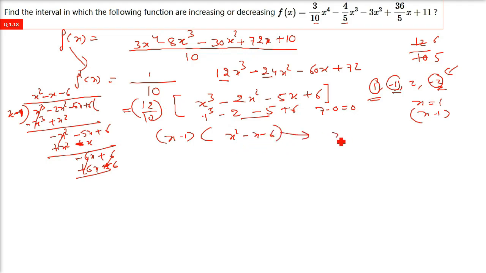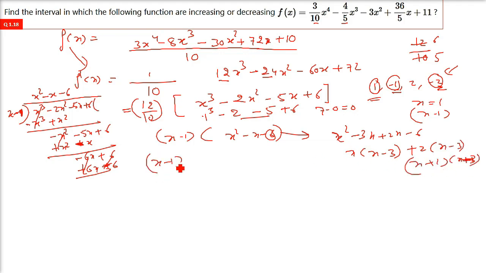And again you have to make the factors of this. 6 is of course 2 into 3, and 2 and 3 will give you 1 in between. So x square minus 3x plus 2x minus 6 you can write. X you can take common, x minus 3. You can take 2 common, x minus 3. So x plus 2 into x minus 3. So you have 3 factors here.